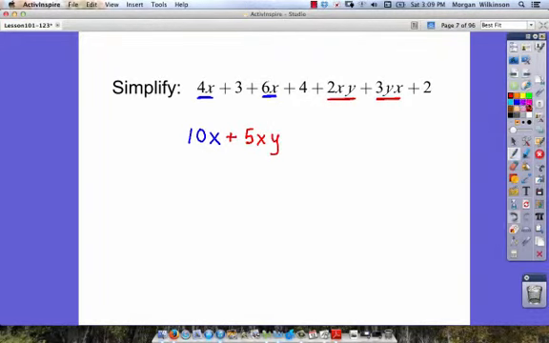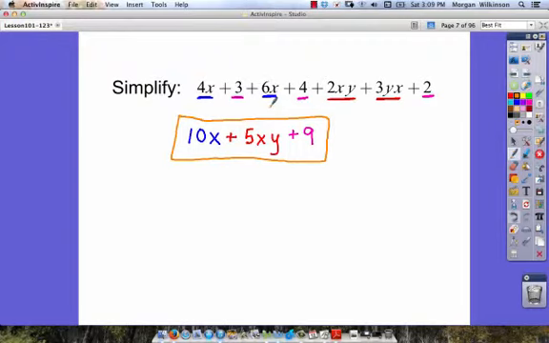Then we need to work with our constants. So we've got 3, 4, and 2. So remember, constants are just terms with no variables. So 3 plus 4 is 7, and 7 plus 2 is 9. So we're going to get plus 9 on the end. Well, we've got our final answer. That's all that we have to do with this type of problem. If you like to use different colored pencils, it can really help to show what those different variables are and how many of each you have.